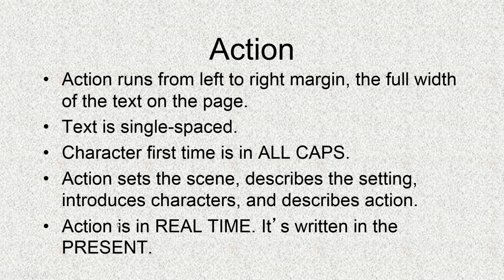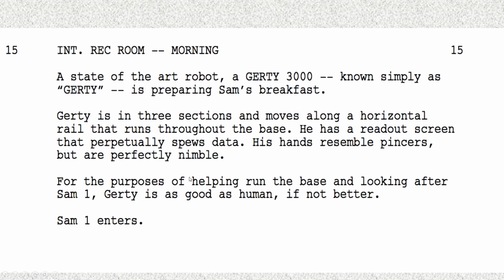Usually in that order. Now, action or description is written in real time. It's written in present tense. So let's go back to the script that we had before from Moon, and let's take a look at it. This is action or description down here. First of all, if we're reading this, notice it is taking place right now. Saying Gertie is in 3 sections and moves along. This is not like a book where it says Gertie was in 3 sections and moved along a horizontal rail. This is all in the present tense. It's happening and unfolding before our eyes.